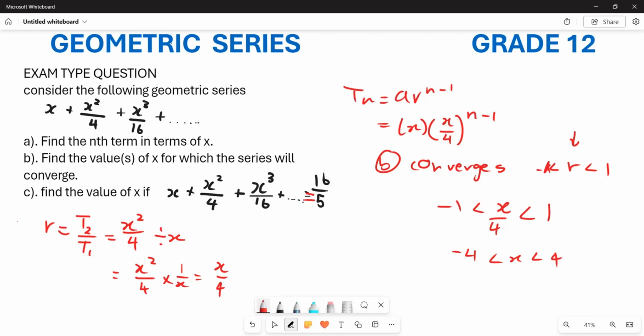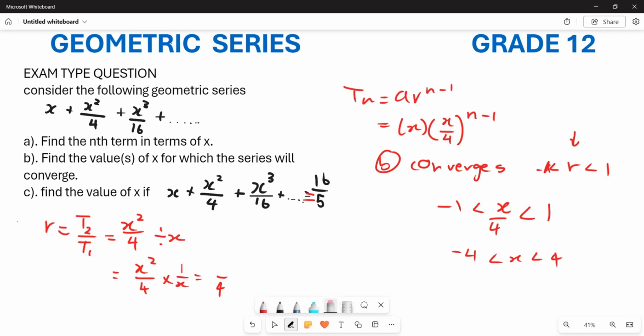Now, what is it that you are going to have firstly? They want you to firstly find the value of your x. So if you are continuing here, the sum to infinity here you are already given. You are already given that all of these add up to 16 over 5.